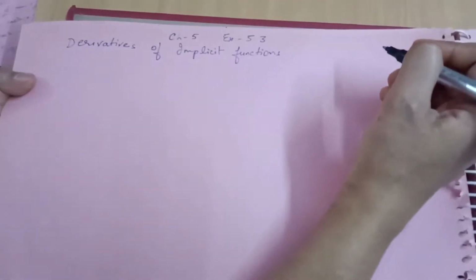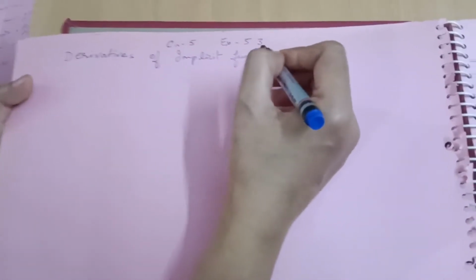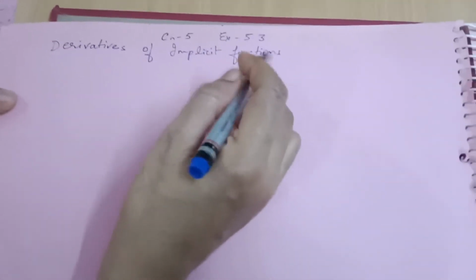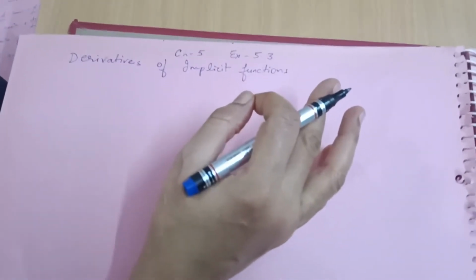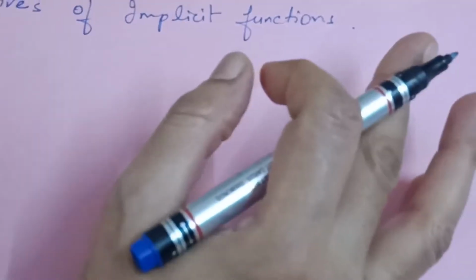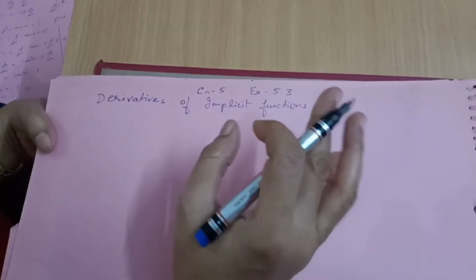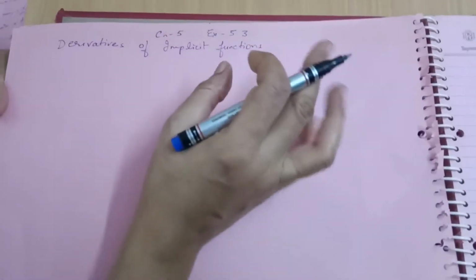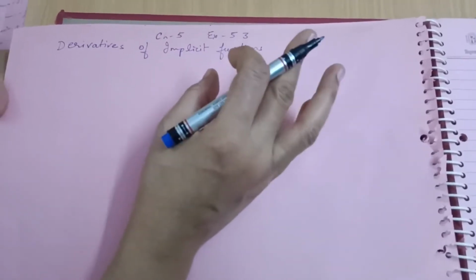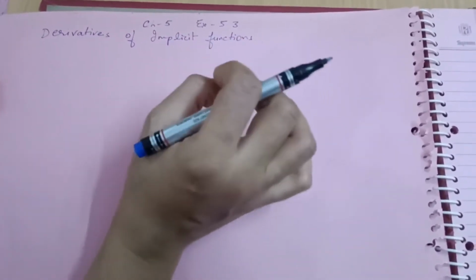Good morning students. Today I am going to start your exercise 5.3, that is derivatives of implicit function. But first I want to tell you that you must have done practice of chain rule. You need a good command over this. Differentiation is a very interesting and easy topic, and a question is always sure to come for 4 marks in the exam, but you need a lot of practice of this one.